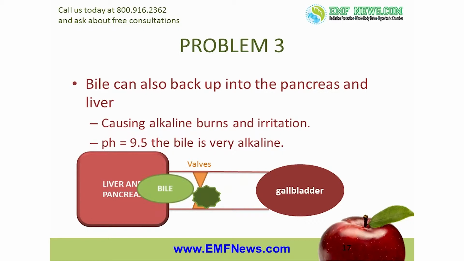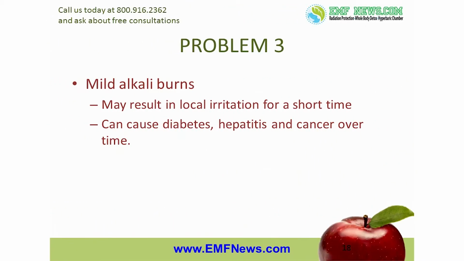You see, very alkaline substances can burn us just as easily as very acidic ones. And with a pH of 9.5, bile is very alkaline. Mild alkali burns for a short time in these organs may only result in local irritation, but over a long period of time, these alkali burns can cause diabetes, hepatitis, and cancer.